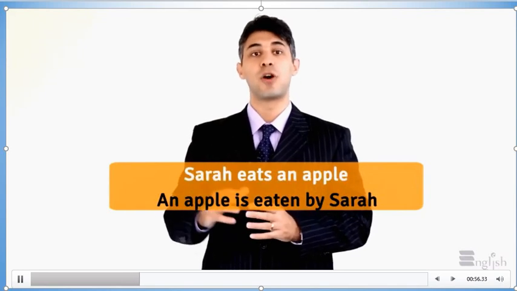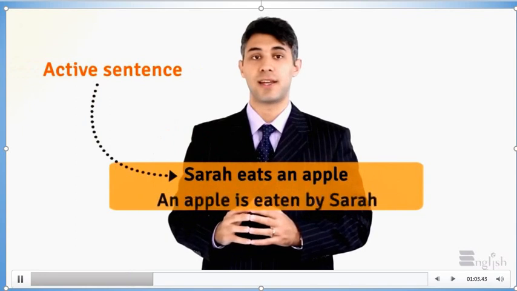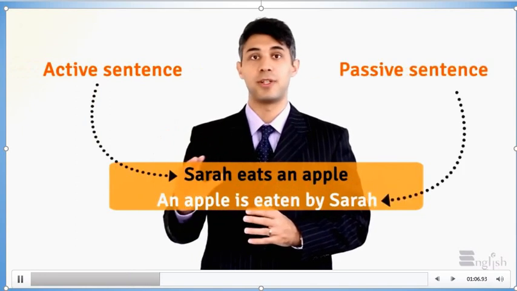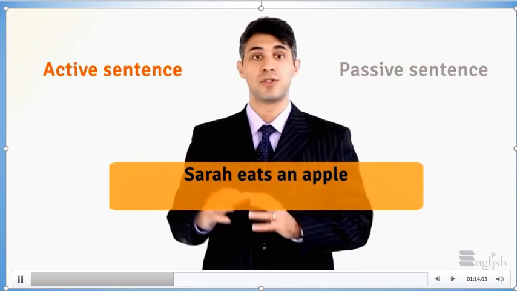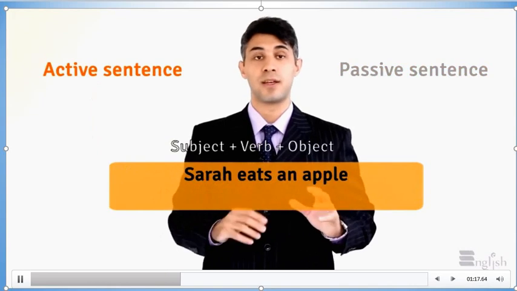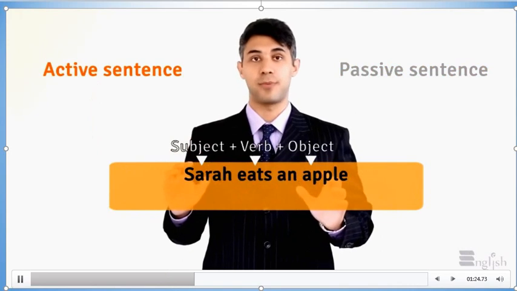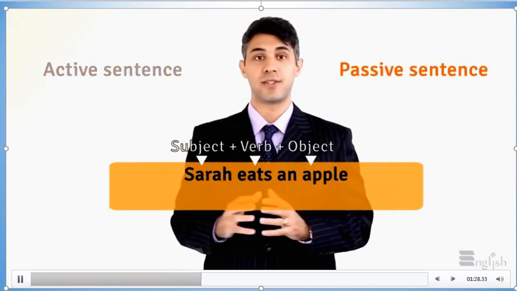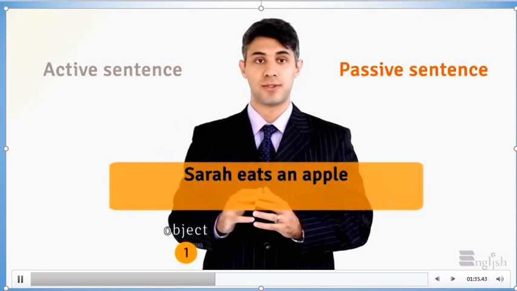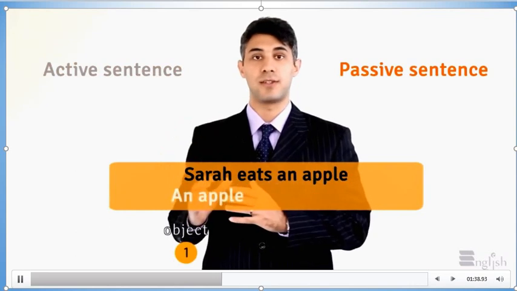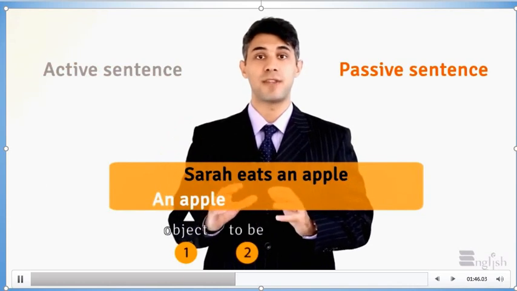The first sentence is called an active sentence. Sarah eats an apple. The second sentence is called the passive sentence. An apple is eaten by Sarah. As you know, the structure for the active sentence is subject plus verb plus object. Sarah is the subject, eats is the verb, and an apple is the object. In order to make a passive sentence, we follow these steps. First, we bring the object to the beginning of the sentence. So an apple comes to the beginning of the sentence. Second, we add a form of to be that is relevant to the tense of the active sentence.